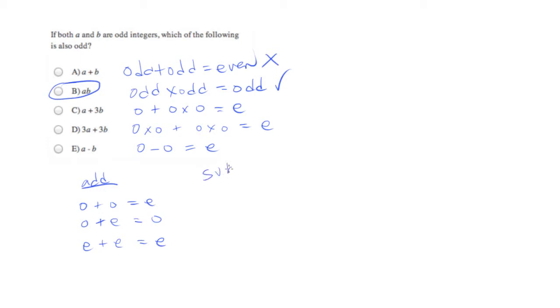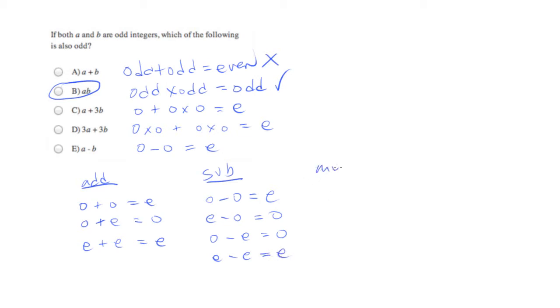Let's look at subtraction. In the case of subtraction, we can do odd minus odd, which will always give you an even. We can do even minus odd, which will always give you an odd. We'll do odd minus even, which will always give you an odd. And we'll do even minus even, which will give you an even.